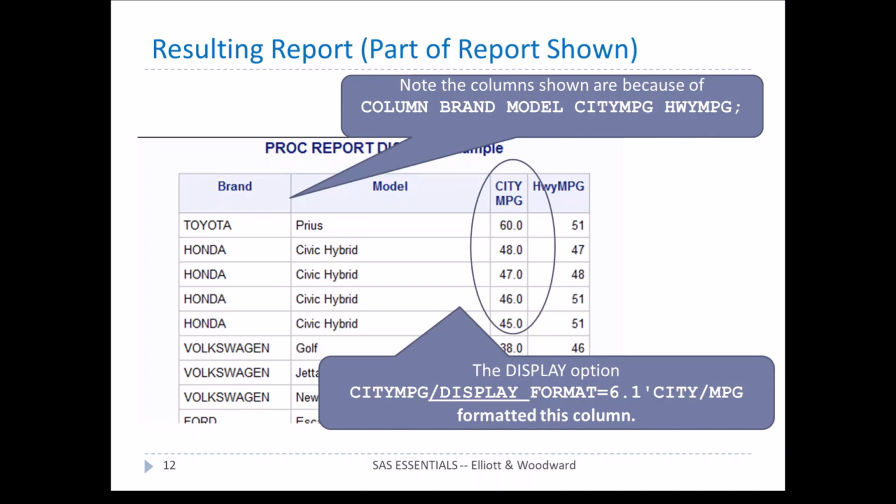And here we see what we will get there. So here we have the 4 columns we asked for: brand, model, city miles per gallon, and highway miles per gallon. Notice that all of the column headings are just the names of the variables in most cases, except for the one that we defined, which was the city miles per gallon. In that case, we defined the column heading, and so we get a different column heading. Plus, notice that we also defined a different format, so we got the 6.1 format, as we saw here. So again, the define or the display allows us to specify what the column is going to look like, or what the data and the heading in the column are going to look like.